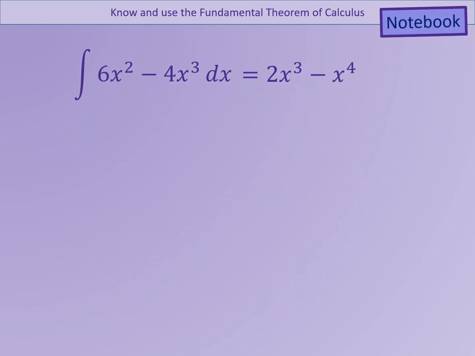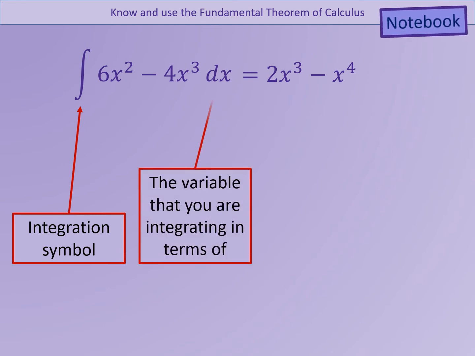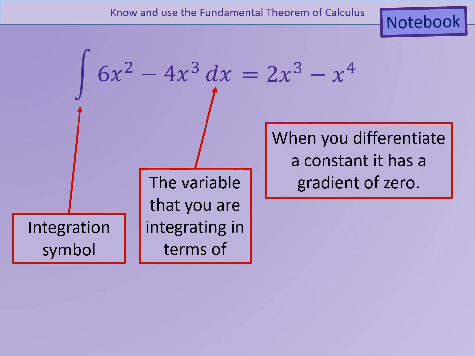Okay, so let's investigate that a little bit in more detail. As I've just said, this symbol here is the integration symbol, and this can be written down, of course, in your notebooks. This symbol here means that I am integrating with respect to x. It is the variable that I am using in my integration. So dx means that I will be integrating a polynomial that has x's in it. And here is my answer of 2x cubed minus x to the power of 4. But that's not quite the end of the story.